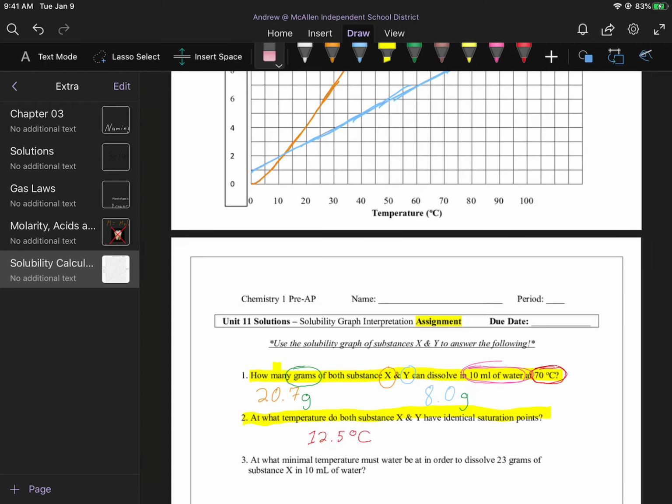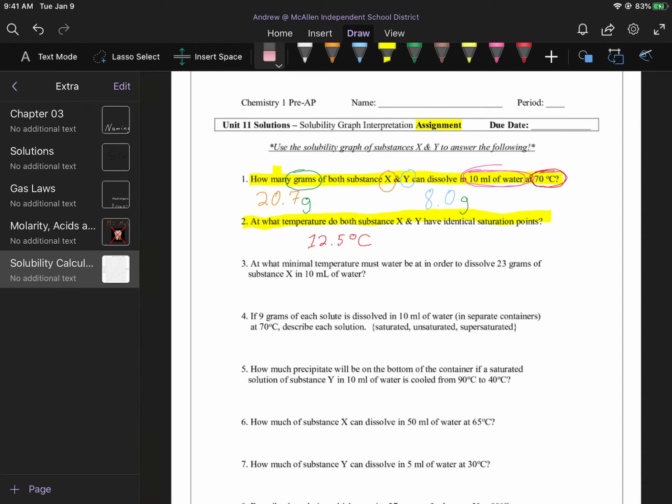Now, we started off really slow. It took us this long to only do 2, but for the most part, these are much faster.